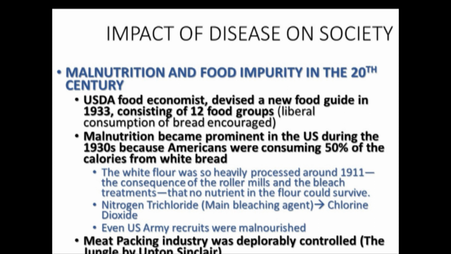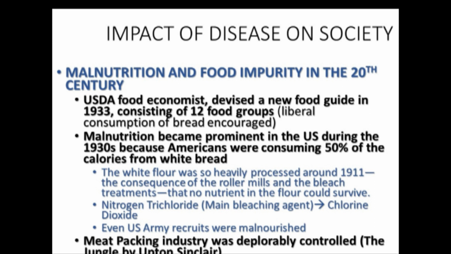Malnutrition became prominent around the United States because of the love affair of Americans with white bread, and 50% of the calories of American adults were coming from white bread. The white flour was so heavily processed, starting in the early parts of the 20th century with mechanized milling, the bleaching process, and so forth, that there were very few, if any, nutrients present in flour. Add to that the fact that the bleaching process, initially introduced with nitrogen trichloride and then banned by the FDA, got adapted with another bleaching agent called chlorine dioxide. Even U.S. Army recruits were quite malnourished.